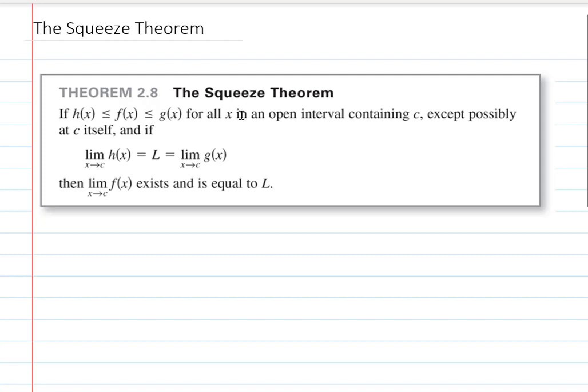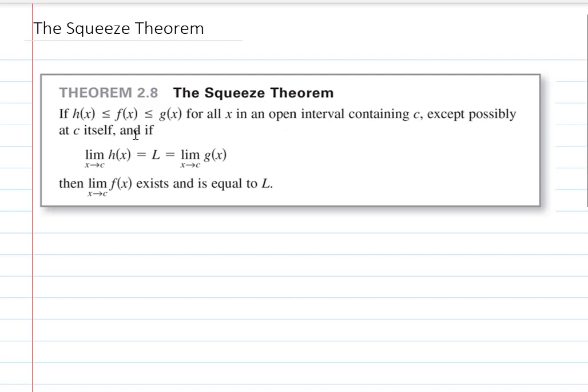So this is true for all x in an open interval containing c, except possibly at c. You're going to see a lot of this, except possibly at c, because remember, the function doesn't have to be defined at c. There could be a hole there, and still the limit exists. So that's why you always get that part.